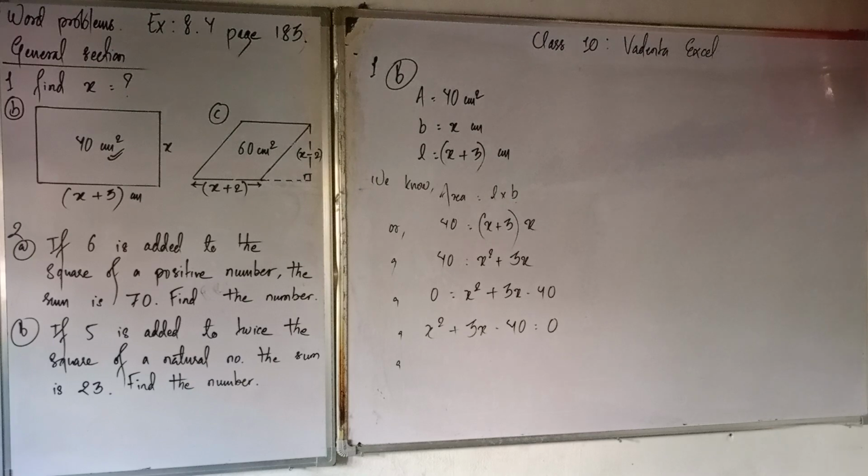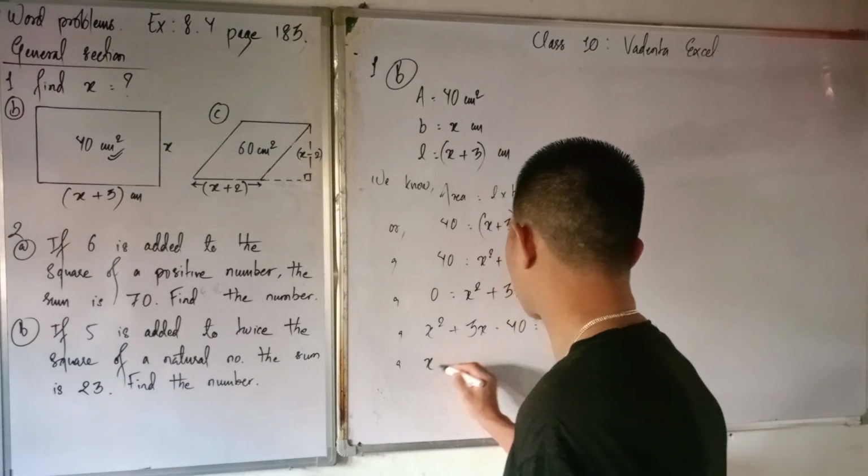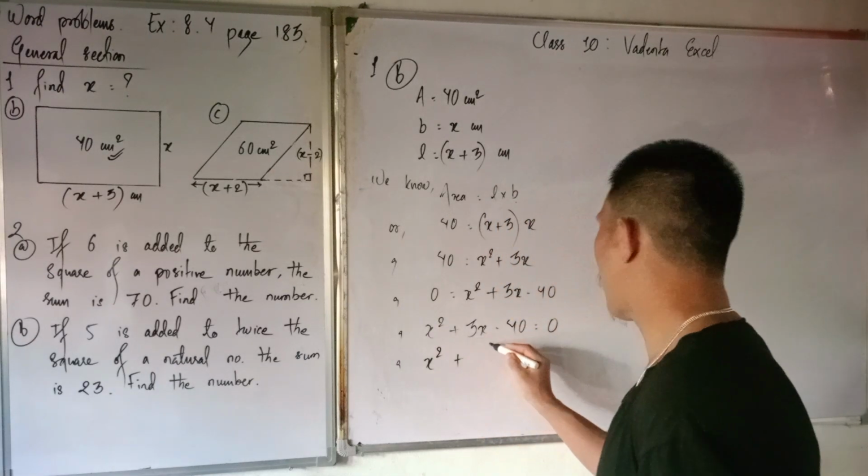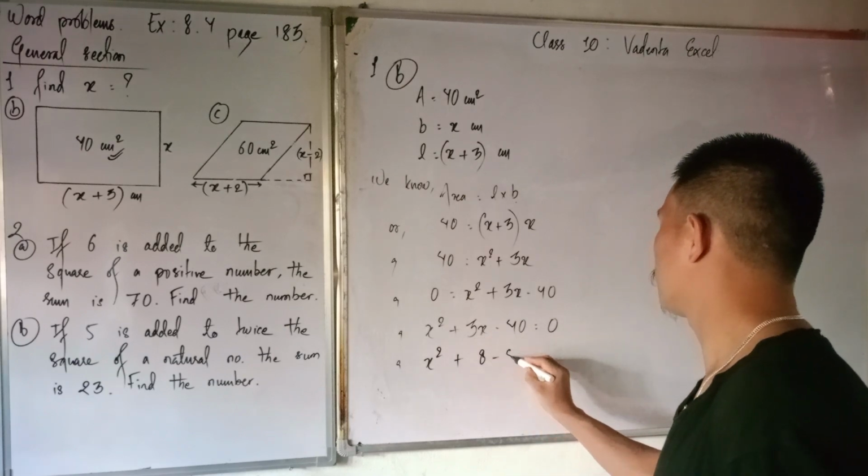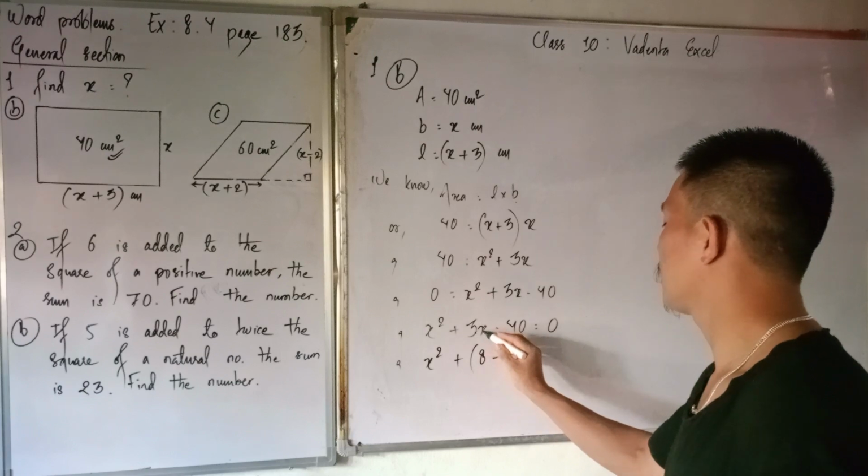For your convenience, you can use your calculator. That's better. It will not waste your time. Okay, 5 times 8, very easy. 5 times 8 is 40. 8 minus 5 is 3, and write x here.